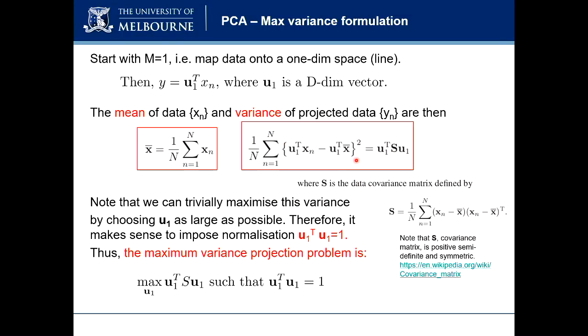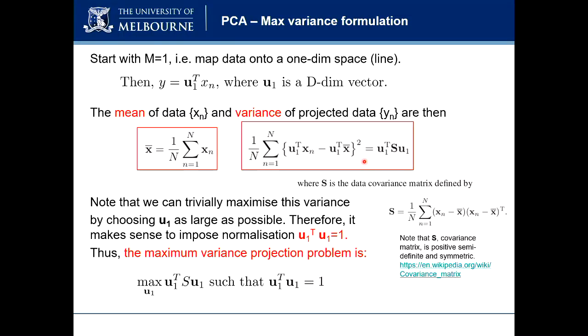And if you define S like this, after a little bit of playing with the vectors and matrices, you can write it in a nice quadratic form like this, u transpose S u, where S is defined as the covariance matrix, right? S is then, because it's a covariance matrix, positive semi-definite and symmetric. So that helps with taking the derivatives, makes it easier. So yeah, that's the quantity we want to maximize.